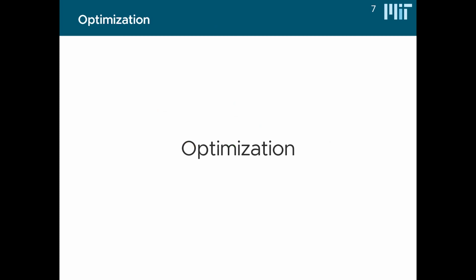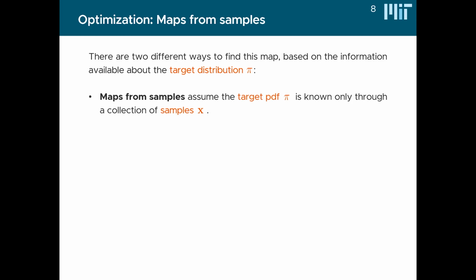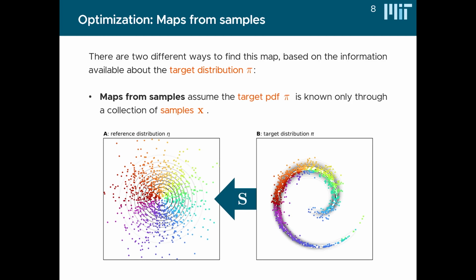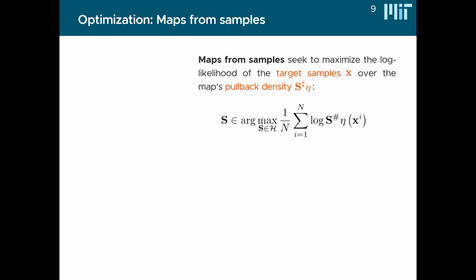Now that we've vaguely defined what the structure of our maps looks like, let's talk about how we actually find the map from the target density to a reference, or the other way around. There are two ways to find such maps depending on which information we have about the target. If we only have samples from the target distribution, or realizations of it, then we can define a map which takes us from a target distribution to a reference. We call this map S. And we find the specific map by maximizing the likelihood of a pullback density over the samples we have from the target. The pullback density effectively is the approximation to the target distribution we get by applying the inverse map to the standard Gaussian reference.